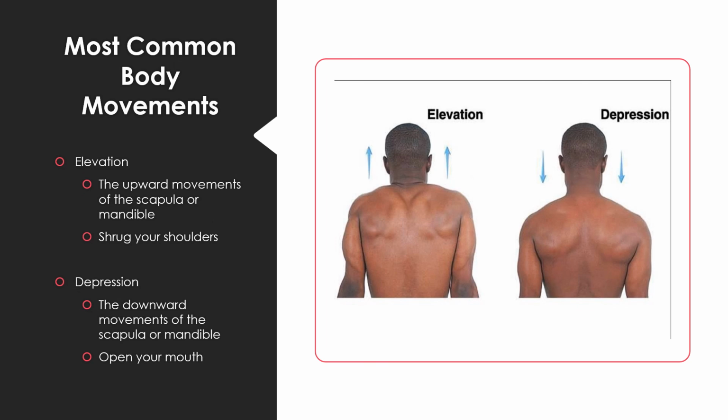All right, the next two body movements we have are elevation and depression. So again, you can do this one at home while you're going through this. Whenever you shrug your shoulders, you're shrugging them up towards your head. That's elevation. And then when you relax them and sink them down, that's depression. The same thing works if you want to use your mouth as an example. When you open your mouth, that's kind of a depression. When you close it back up, that's elevation.